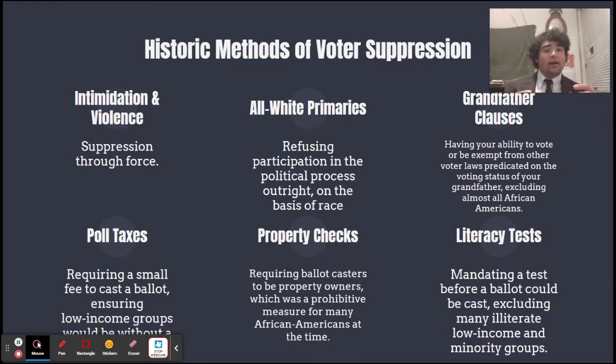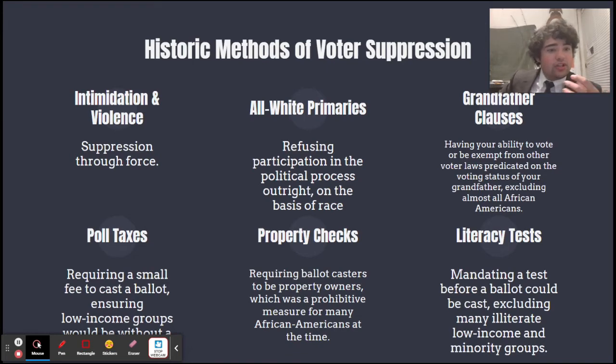And the first one we're going to talk about is intimidation and violence, which are kind of lumped together because they're more physical as compared to a lot of the other legally ingrained methods of voter suppression that we're going to talk about. And with this, it's what we saw right after the Civil War. Not to say that it wasn't common throughout all of American history, which it was, but it's very prevalent in that Reconstruction era where you have the Ku Klux Klan, where they use violence as a catalyst for fear in order to keep African Americans and minorities out of the voting box.